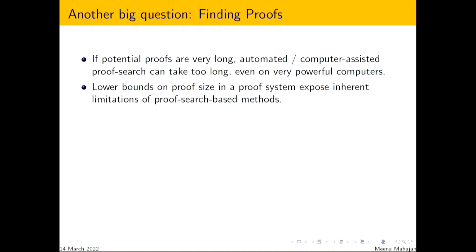Another big question in this area: there was one question about optimality of proof systems. Another very big question is, how hard is it to find proofs, assuming that those proofs do exist? If potential proofs are very long, then an automated proof search will take too long, of course. If you know there is a proof 100 bits long, then you may potentially have to search through all settings of those 100 bits to find the correct proof. So, lower bounds on proof size will expose inherent limitations of proof search methods. But if you can show that the proof size is exponential, the proof search method is likely to be doubly exponential. So, that's terrible. Even when there are short proofs, you may not be able to find them.